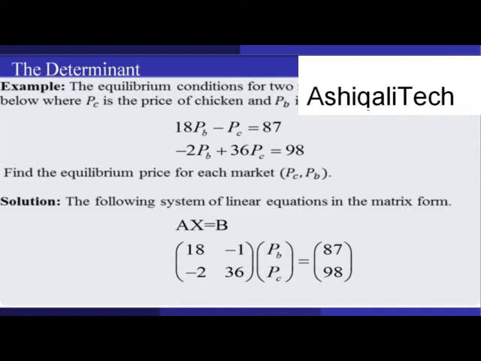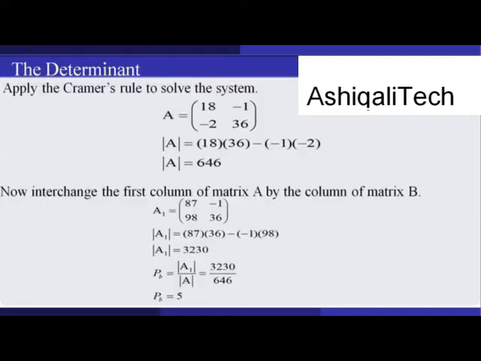The following system of linear equations is represented in the matrix form AX is equal to B, where the matrix A is given by here, the matrix X is PB and PC, and the matrix B is given on the right side. Now, applying Cramer's rule to solve the system, first of all, we have A is equal to given by, then we calculate the determinant of A, which is 646. Now interchange the first column of matrix A by the column of matrix B, so we get A1 matrix, which is given by here. Then we calculate the determinant of A1, which is 3230.